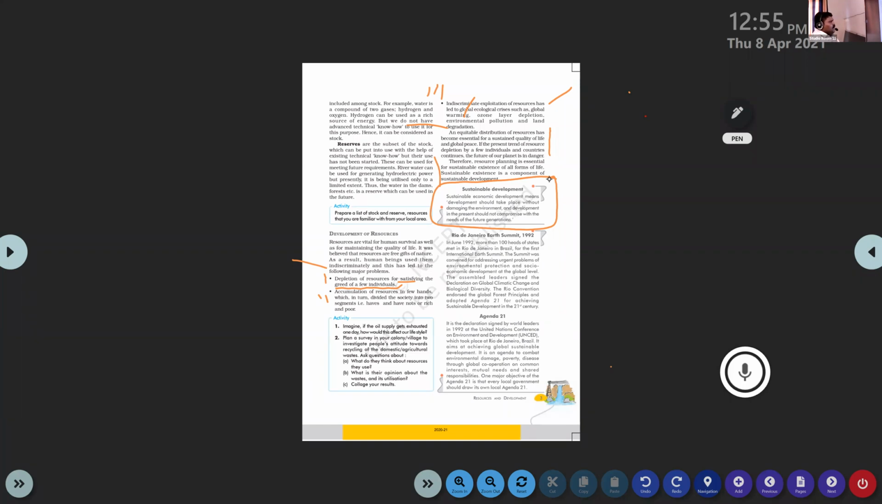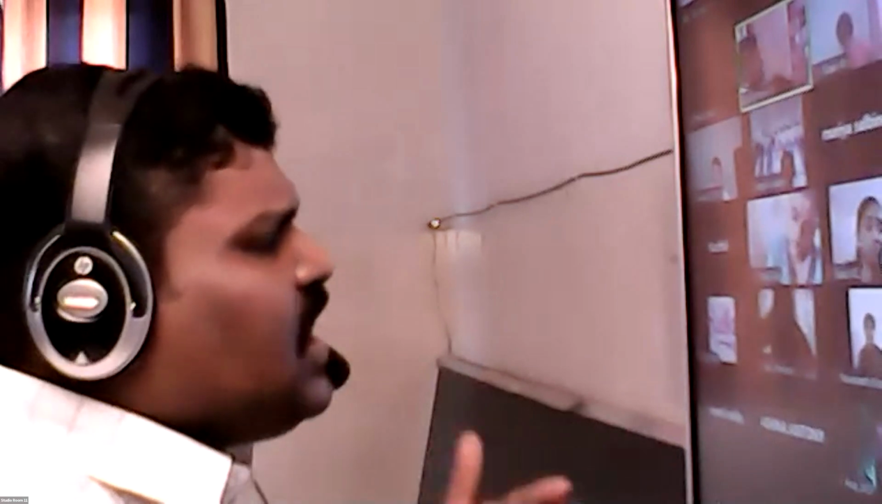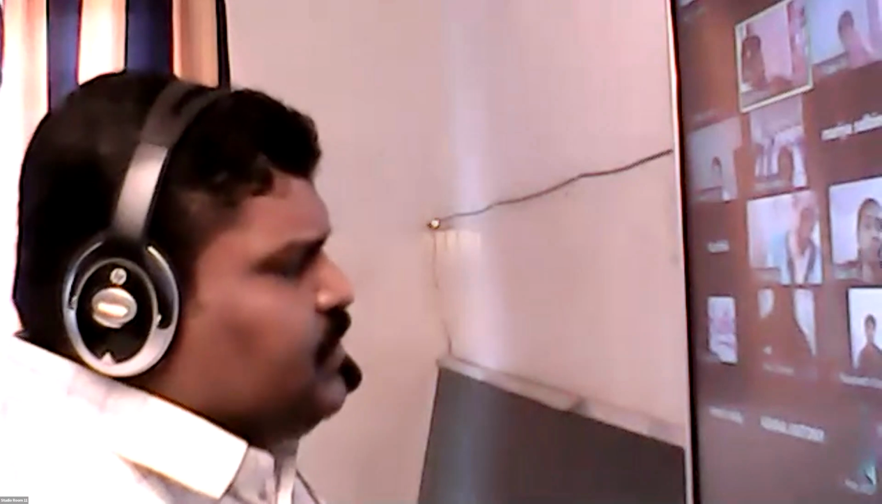Secondly, development in the present should not compromise the needs of future generations. Presently we can develop, but it should not create any problem for future generations. There is no compromise on the development of the future generation. Today we have water with us, but if we utilize and pollute all this water, the next generation cannot use it. So what is sustainable development?